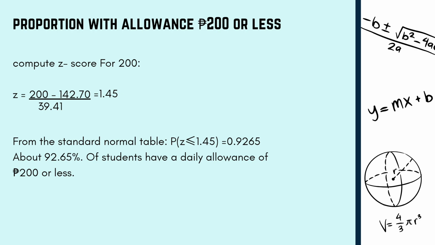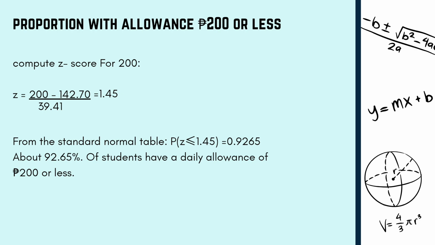Proportion with allowance 200 pesos or less. What we are doing here is finding out what percentage of students have an allowance that is 200 pesos or lower. In step 1, we calculate the z-score.